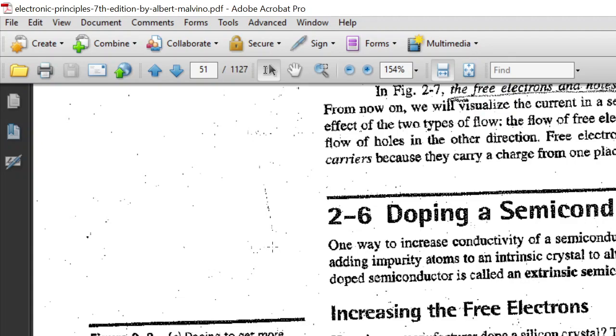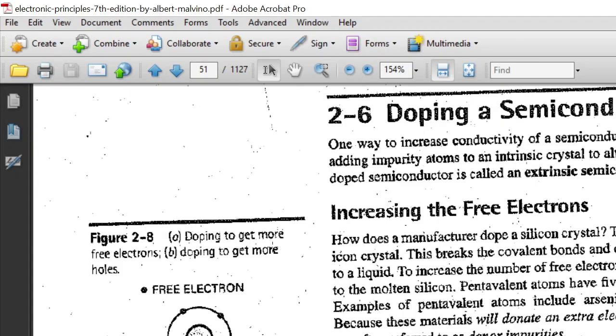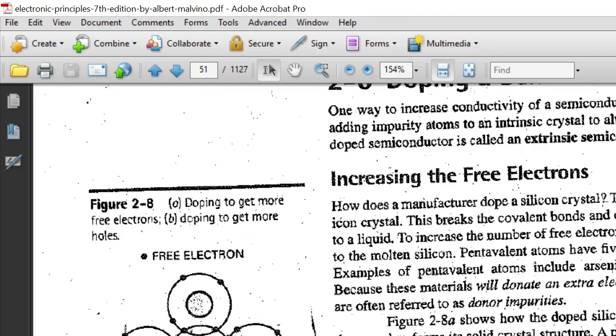So let us first try to understand how we can increase the number of free electrons. What they do is add a pentavalent impurity. Pentavalent impurity means we add some pentavalent atom. Pentavalent atom means an atom which has 5 electrons in its valence shell. A pentavalent atom is added to the silicon crystal.